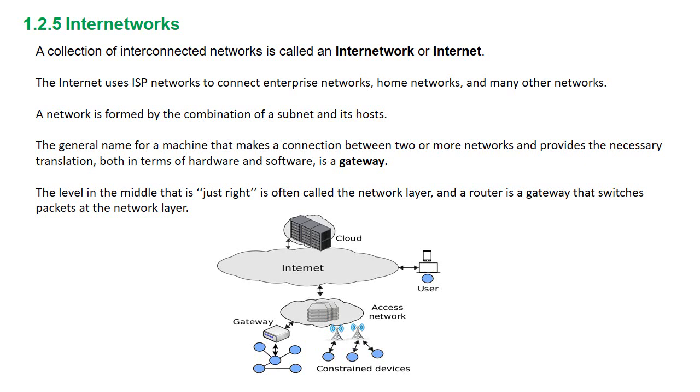Here we use the general name for a device which connects two or more networks and transfers the data. It is generally named a gateway. The level in the middle, just on the right, is often called the network layer. It is a router gateway which switches the packets from one network to another network. So this is called an internetwork.